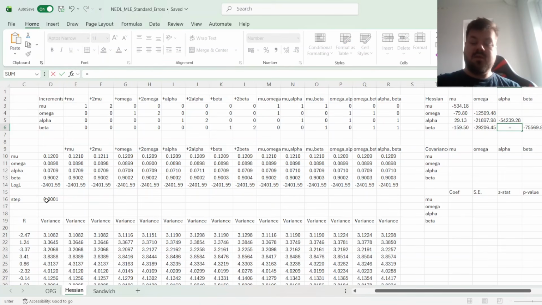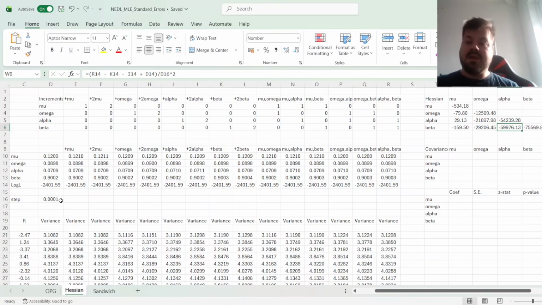And finally, when we increase alpha and beta, that's our log likelihood. That's what it is when we increase just beta. That's what it is when we increase just alpha. That's what it is when we have not increased either, divided by step squared. That completes the matrix. Now we just have to complete it based on symmetry.